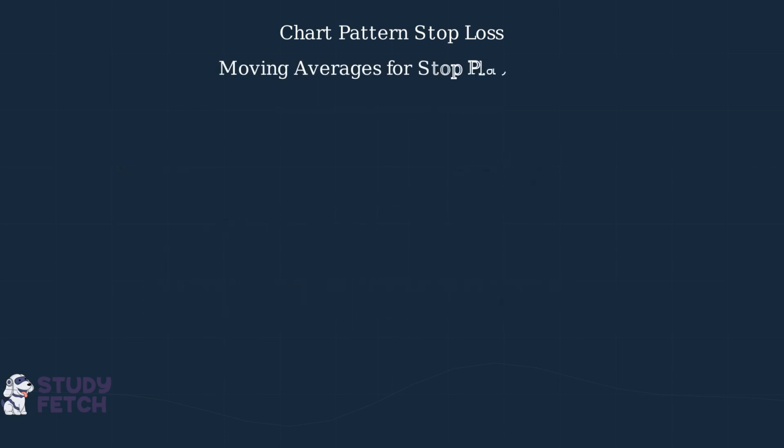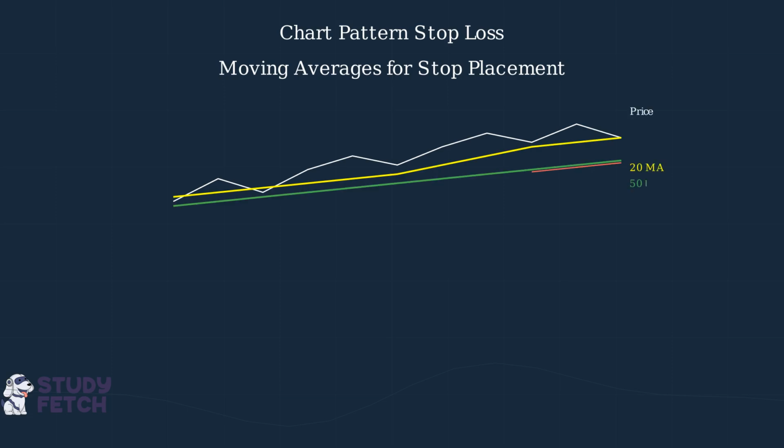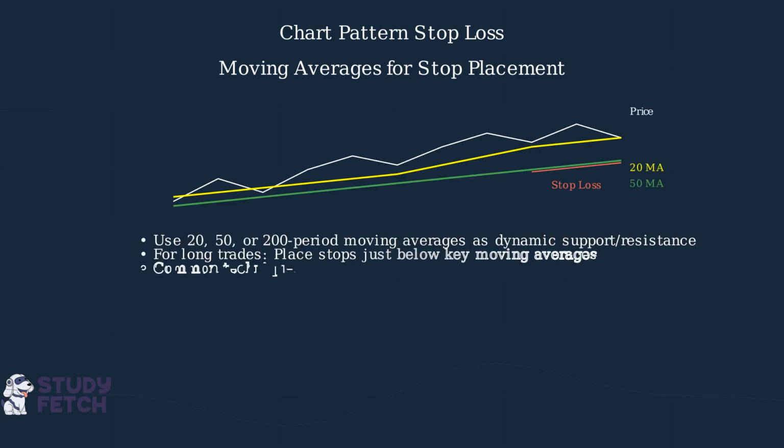Moving averages provide dynamic support and resistance levels for stop placement. Use the 20, 50, or 200 period moving averages, depending on your time frame. For long trades, place stops just below these key moving averages.